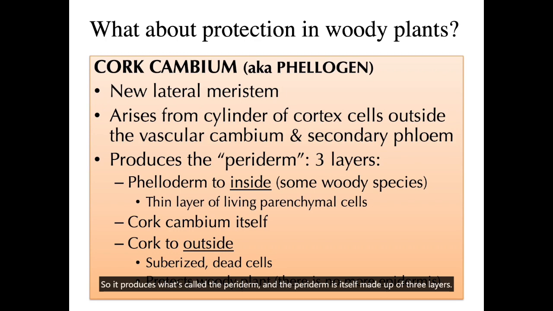So it produces what's called the periderm. And the periderm is itself made up of 3 layers. There's something called the phelloderm in some woody species, and this is just a thin layer of living parenchymal cells. It produces more of itself, the cork cambium itself, and then to the outside, it produces cork. Cork is suberized cells. They are dead. Suberized means that they are filled with suberin, which is a wax. So they're cells filled with wax. This is what protects the plant from attack. It protects the plant, most importantly, from water loss.